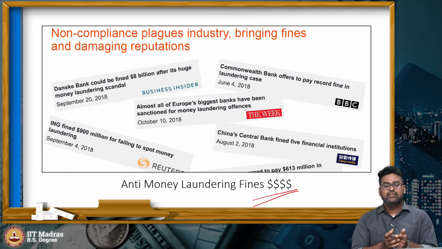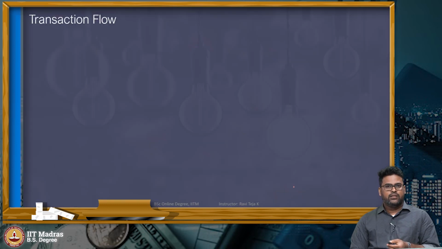So it is a big problem if the fraud and money laundering controls are not in place for a financial institution. Let's just see an overall view of a transaction life cycle and see where these particular frauds can occur or take place. This is a high level view which I'm going to discuss about a particular transaction.